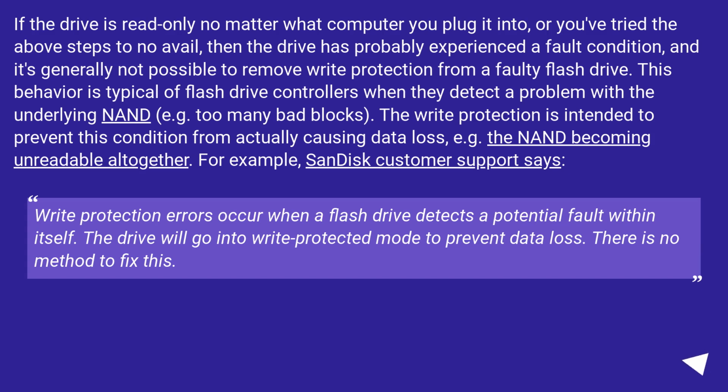This behavior is typical of flash drive controllers when they detect a problem with the underlying NAND, for example too many bad blocks. The write protection is intended to prevent this condition from actually causing data loss, for example the NAND becoming unreadable altogether. For example, SanDisk customer support says, write protection errors occur when a flash drive detects a potential fault within itself. The drive will go into write protected mode to prevent data loss. There is no method to fix this.